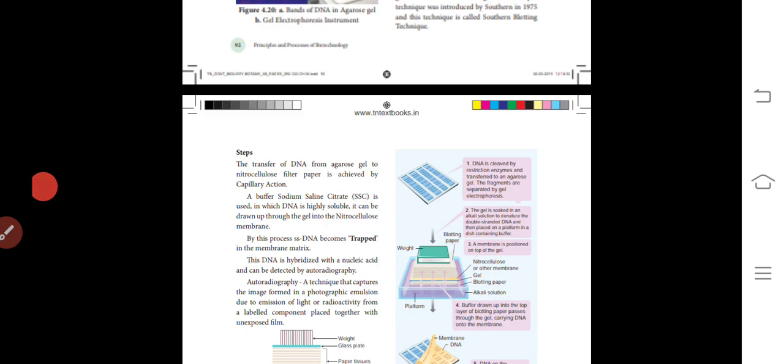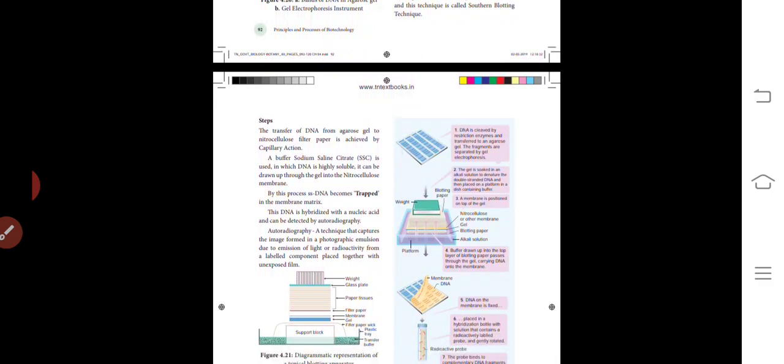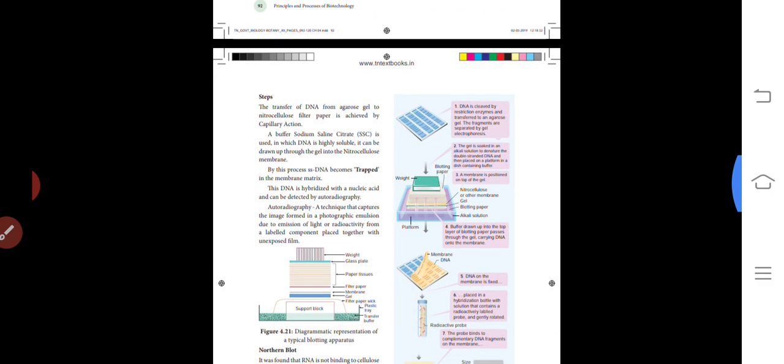This technique was developed by the British scientist E. M. Southern in 1975. It is used to check for the presence of a DNA sequence in a DNA sample, using a sample of DNA strand of known base sequence as a probe. This method is widely used for detection of specific genes in cellular DNA. So what are the steps involved in this Southern technique? The transfer of DNA from the agarose gel to the nitrocellulose filter paper is achieved by capillary action.